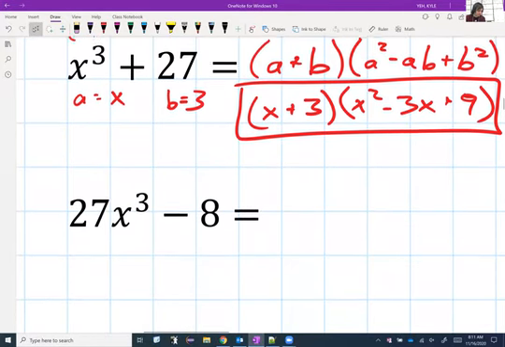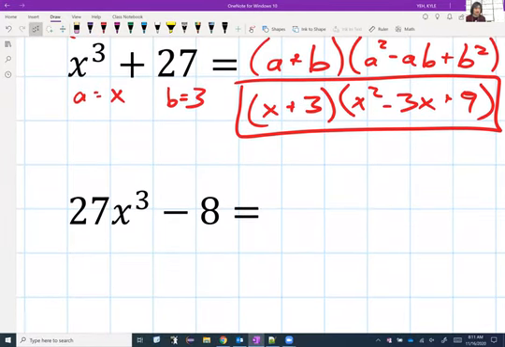The next one down, 27x cubed minus 8. Let's do the same thing. Can we write 27x cubed as something cubed? Well, 3 cubed would get us our 27. X cubed would give us our x cubed. So a equals 3x.